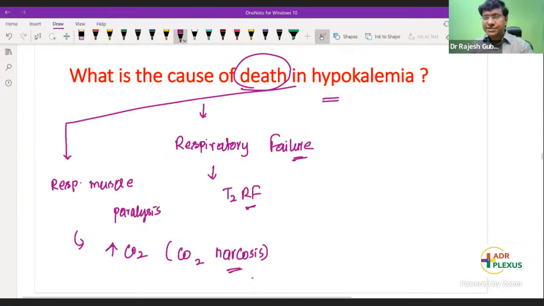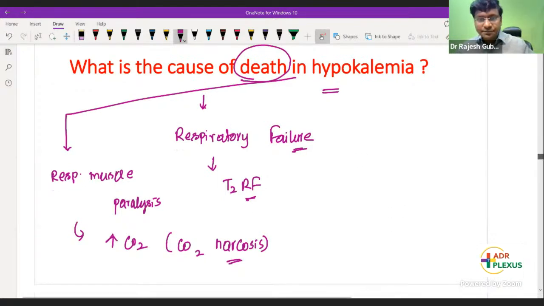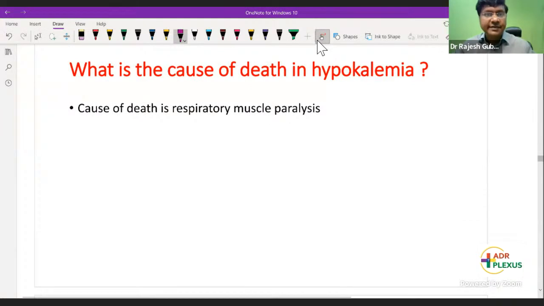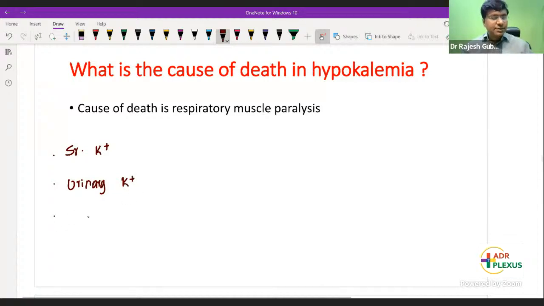Then how do you investigate this patient? Investigation is nothing but testing your serum potassium levels. In the investigations, you have to check the serum potassium, the urinary potassium, and the urinary chloride. These investigations are mainly to make out the cause of hypokalemia, right?